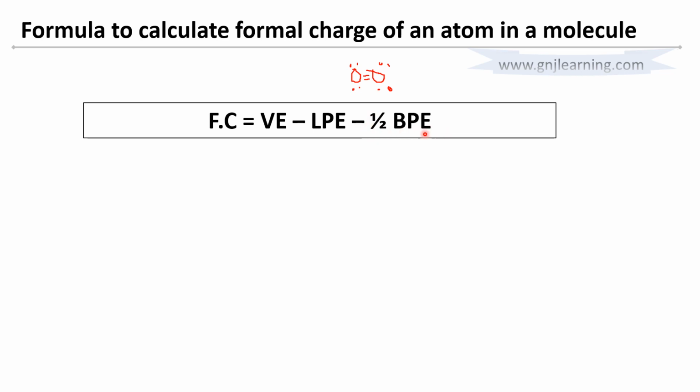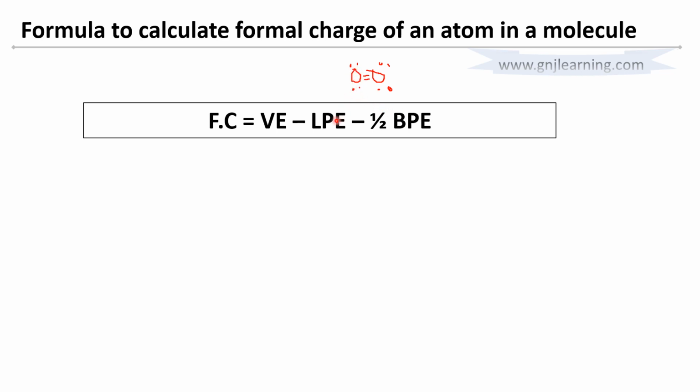Half of the bond pair electrons means, in each bond we have a pair of electrons, so I can simply say that half of the bond pair electrons is the number of bonds. If I have 2 bonds, the number of bond pair electrons is 4. In this case, this oxygen has 2 bonds, and therefore the number of bond pair electrons is 4. Half of it is equal to 2, that is the number of bonds. So using this formula, I can calculate the formal charge of this oxygen.